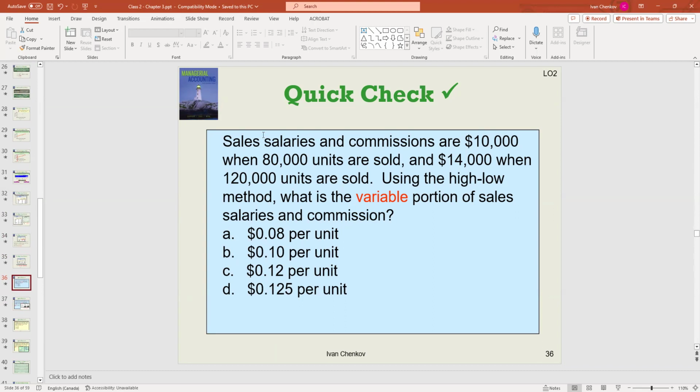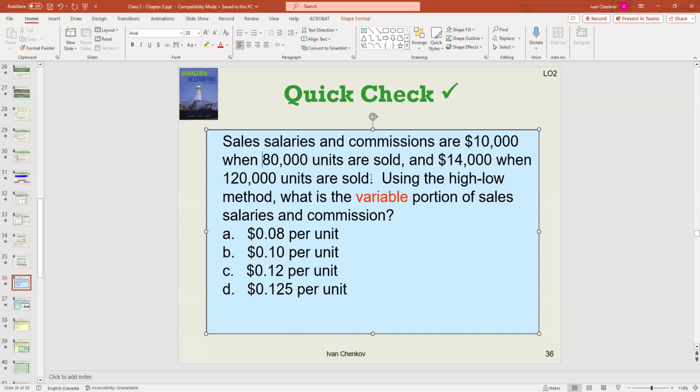Let's pretend that the sales salaries and commissions for the month are $10,000 when 80,000 units are sold, and $14,000 when the 120,000 units are sold. Now we have to use the high and low method. What's the variable portion of the sales salaries and commission? What do we have to do? First, the highest point is 120,000. The lowest point here, we have only 2 points, 80,000.